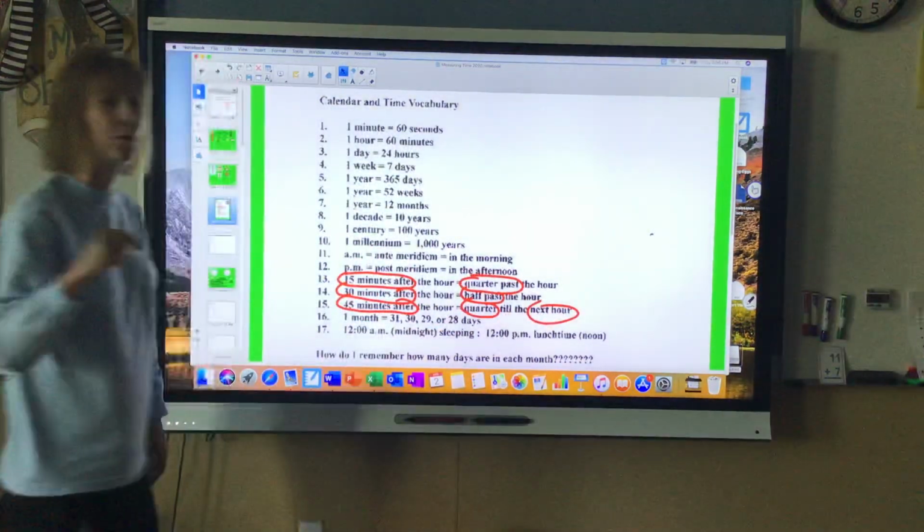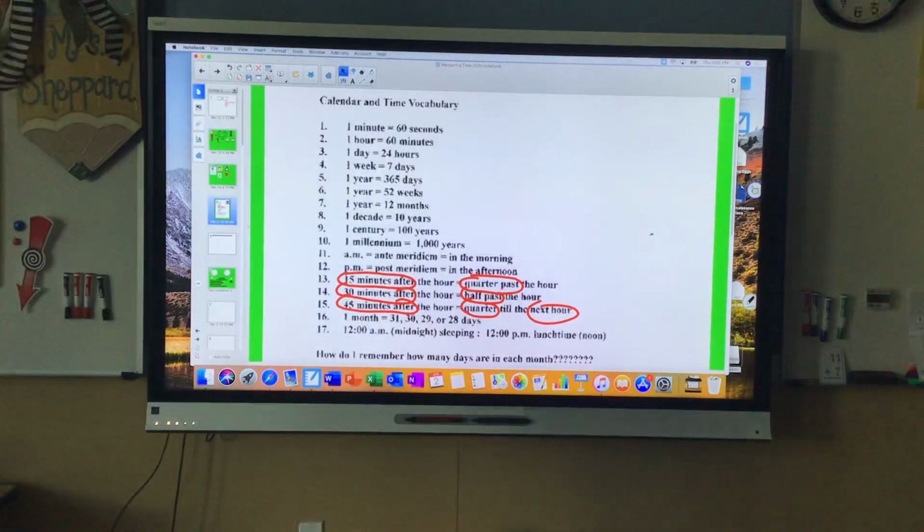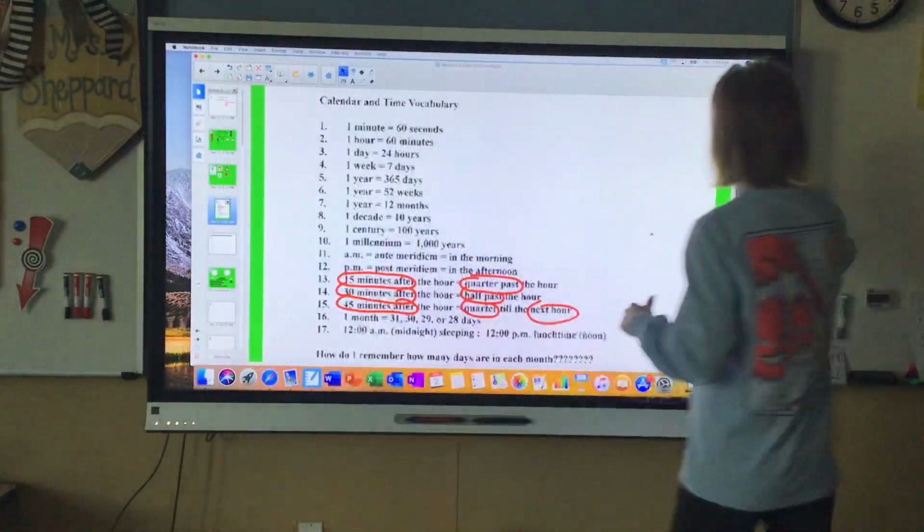And that gets to be a little bit tricky. We're going to hit that when we partition our circle into four equal pieces as part of our regular math lesson today. So we will be coming back to that.